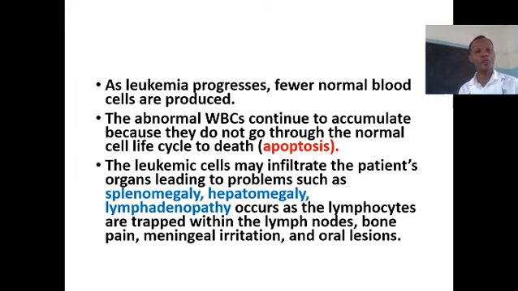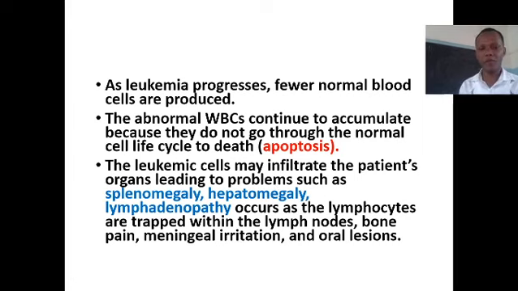The abnormal white blood cells continue to accumulate. Why? Because they do not go through the normal life cycle to death. Cell life cycle haifikii mwisho, kwa sababu na hii medically tunaiita apoptosis.